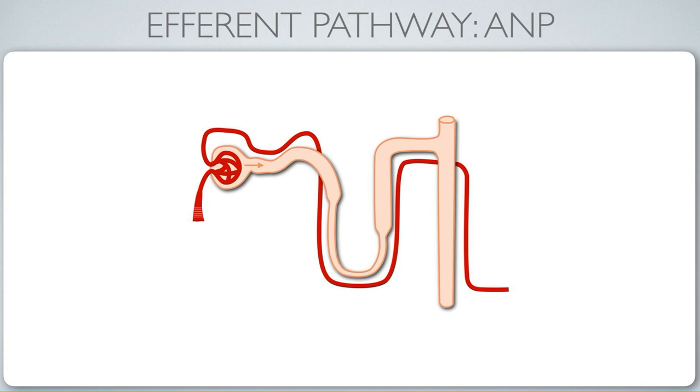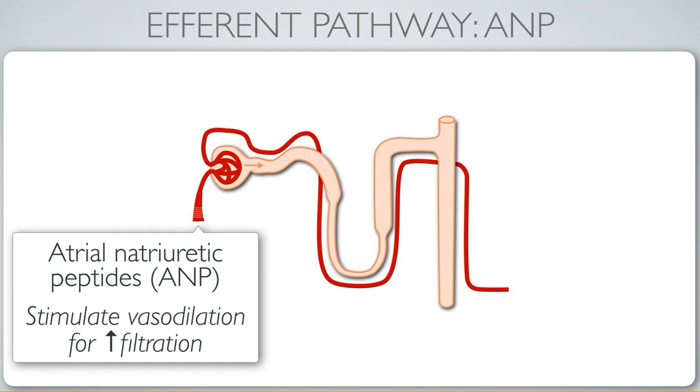So when the diameter of that arteriole is small, there's a lot of resistance to it, and the hydrostatic pressure is reduced as a consequence of that. Now, there's a hormone, which has a long name, called atrial natriuretic peptides, or ANP. ANP stimulates vasodilation of this arteriole. It opens up the diameter of the arteriole, which increases the hydrostatic pressure at the glomerulus, and that generates greater filtration.